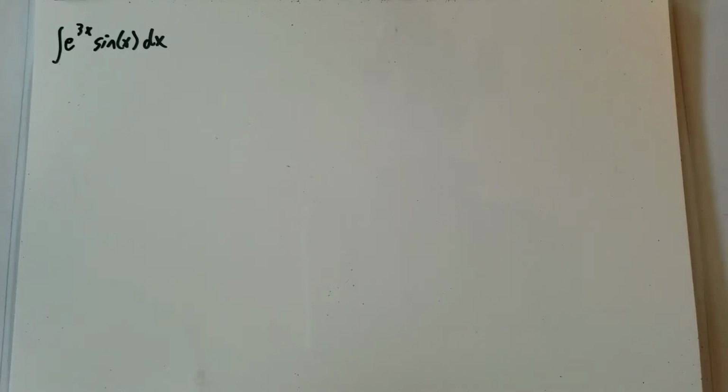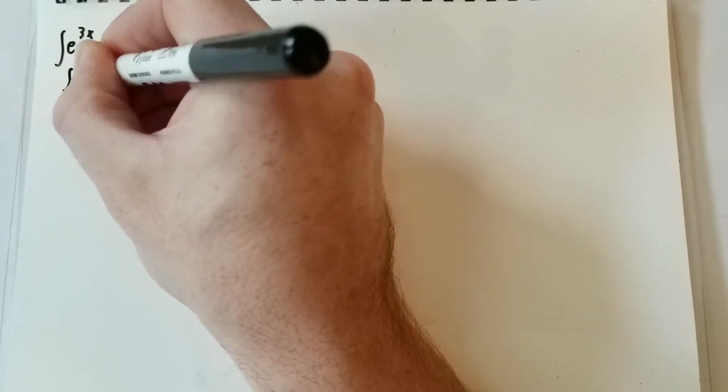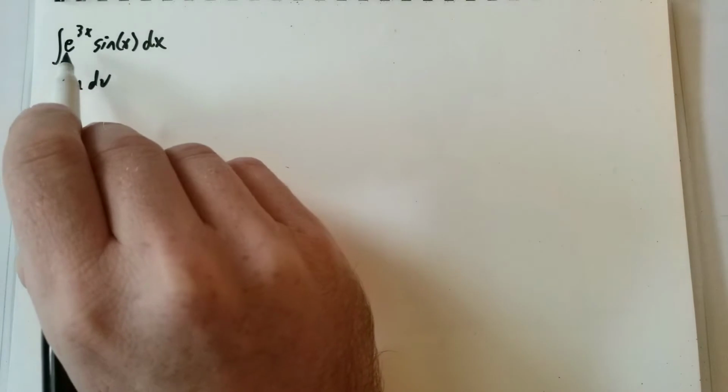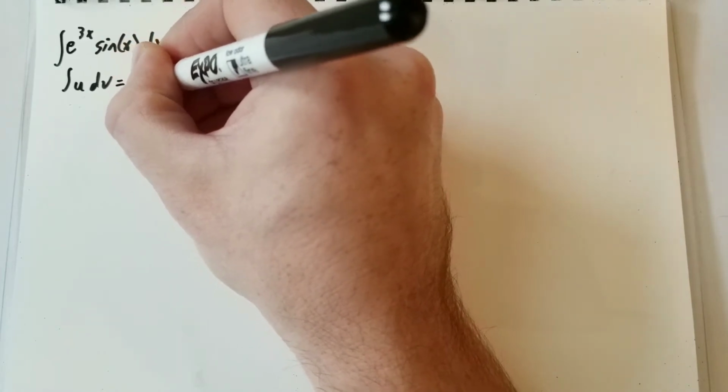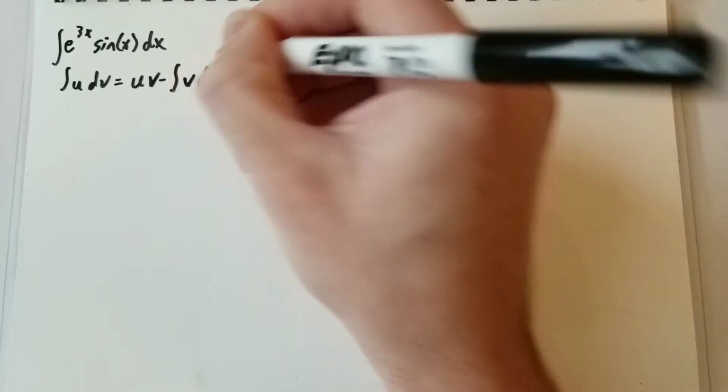All right, so I've got the integral e to the 3x times sine x dx. So this integral, we can see that we're going to need to use integration by parts. And integration by parts is the integral of u dv, which will be these two. One of them is going to be our u and one of them is going to be our dv. And then that will equal u times v minus the integral of v du.